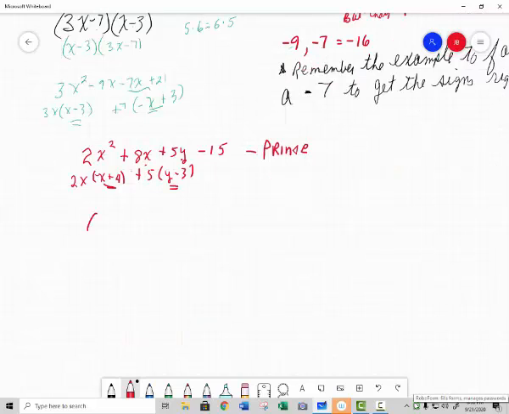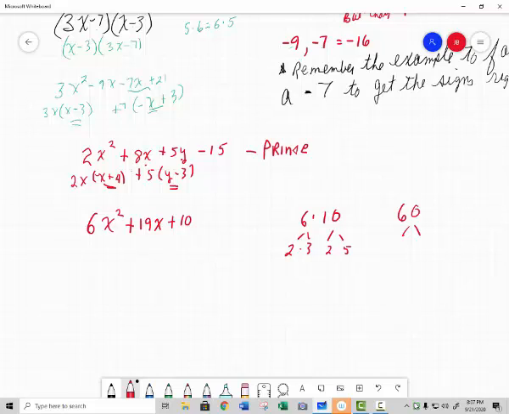Let's take 6x squared plus 19x plus 10. Okay? Now we're going to multiply 6 times 10. Now you could look at factors of 60, but you're going to break it down. So I take 6 times 10 and break each one of these down: 2 times 3 and 2 times 5. And now you just begin to group.